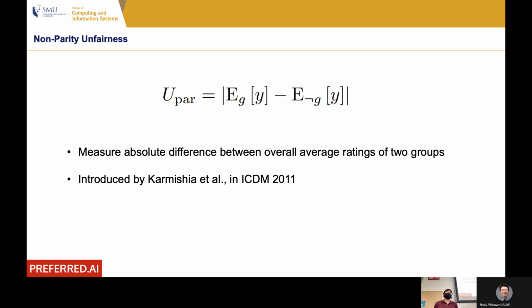The very last one is the non-parity unfairness. The difference here is that this one doesn't measure for individual items. It just averages overall, and sees whether the system is being fair between the two groups across the set of items. And this was introduced much earlier, at the ICDM conference in 2011.